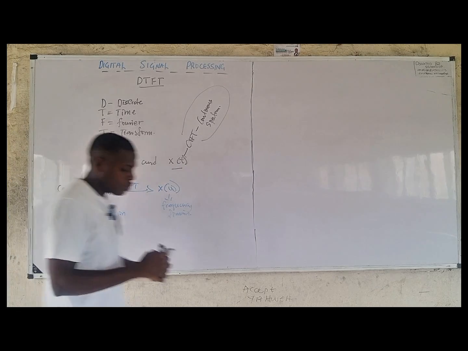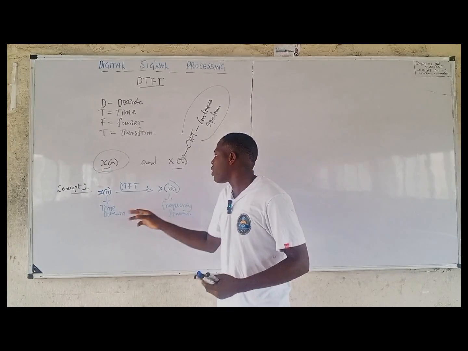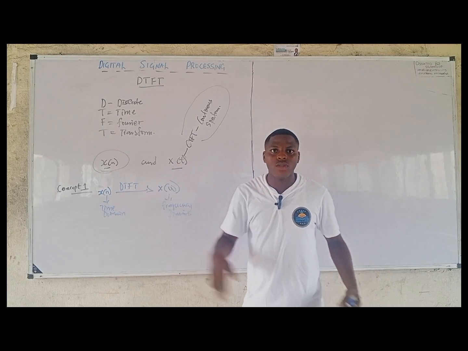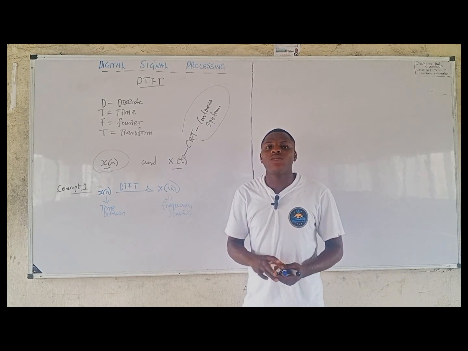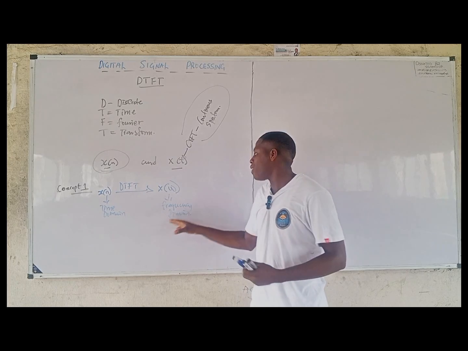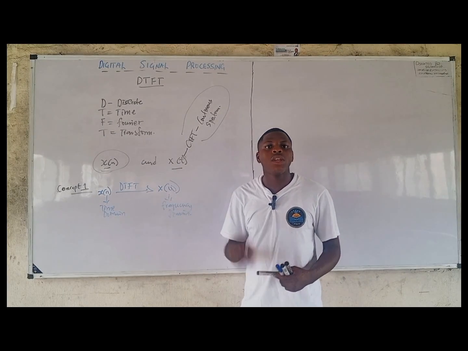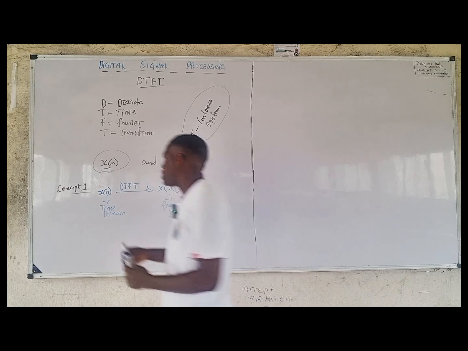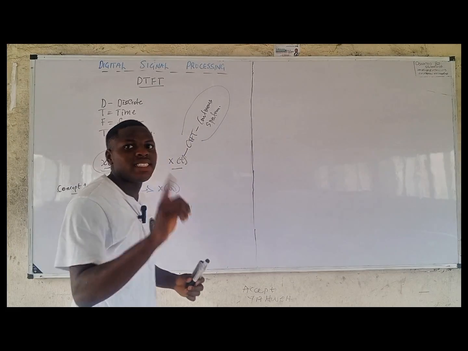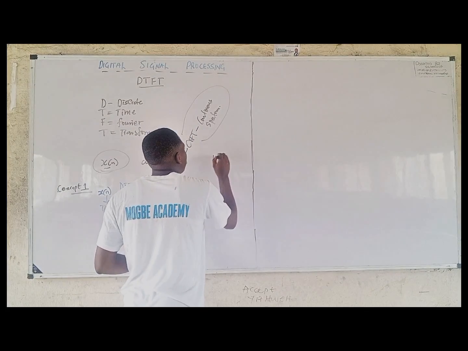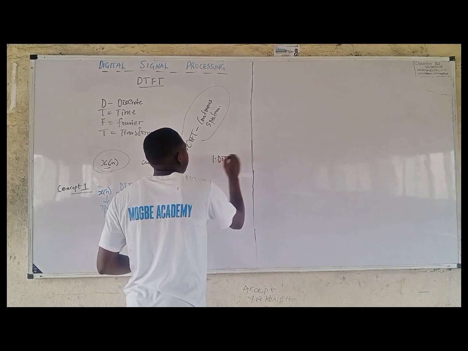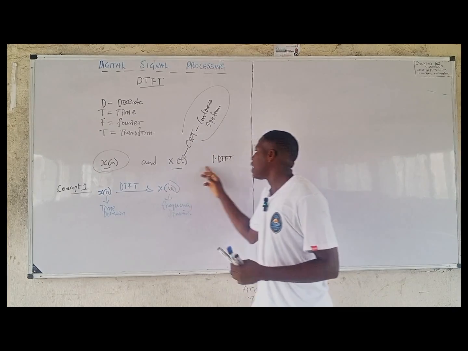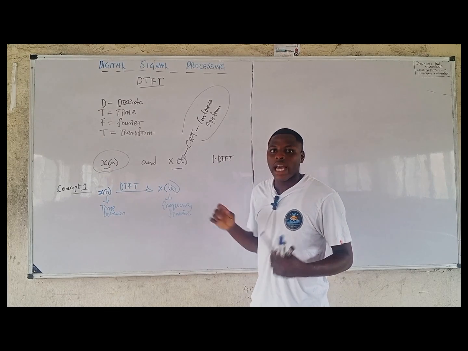Now, our concept 2 says: convert your signal from frequency domain back to time domain. What do you do? I told you, when you want to convert your frequency domain back to your time domain, you apply inverse DTFT. Now, in this case, your inverse DTFT is written as I dot DTFT. So if you see I dot DTFT, you know that this is inverse DTFT. Are we together?